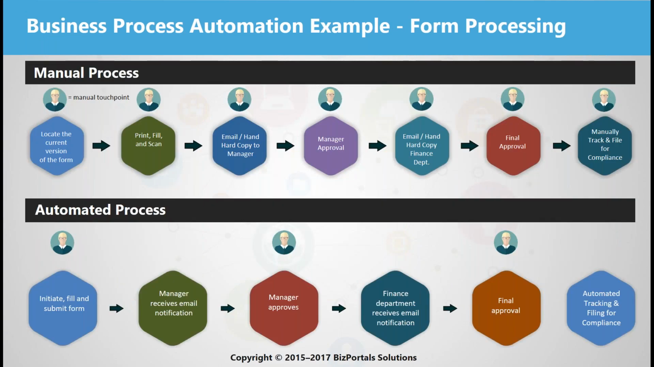So to help see the difference between a manual and automated process, let's look at a very simple example of an expense reimbursement form that needs a manager's and the finance and accounting department's approvals. As you can see, there are many manual steps and touch points for even a simple workflow such as this. You have to first locate the updated form, print it, fill it out, and manually attach the receipt and scan and send it to your manager or physically hand it to them for them to sign. Then it needs to be passed on via email or hard copy to the finance department for their approval. Then, importantly, they have to record and file it for accounting purposes.